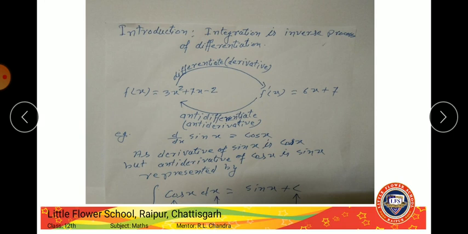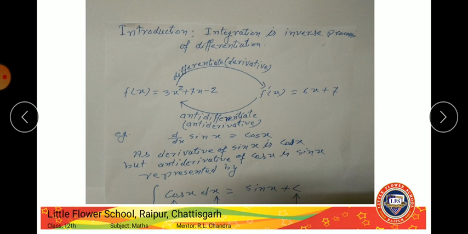See, what is integration? Integration is inverse process of differentiation. We know what differentiation is from last year. What is the inverse process? Inverse process means just antiderivative. Integration is an inverse process of differentiation.